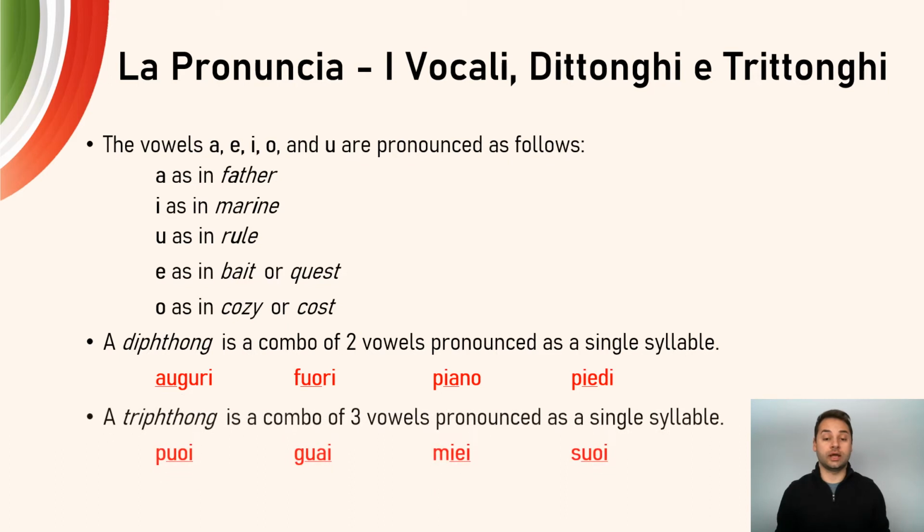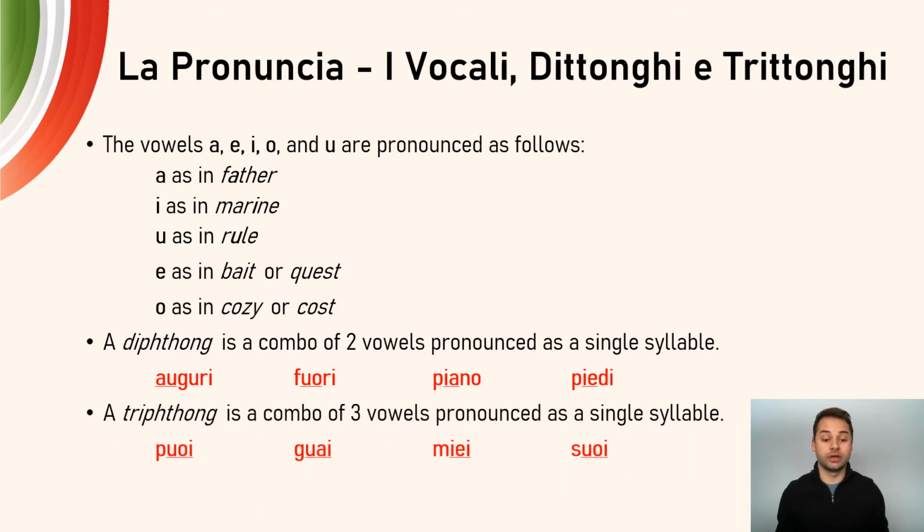But what about a tritongo? Tritongi are a combination of three vowels pronounced as one single syllable. Let's take a look. Puoi. That U, O, and I all have to be pronounced. Puoi.